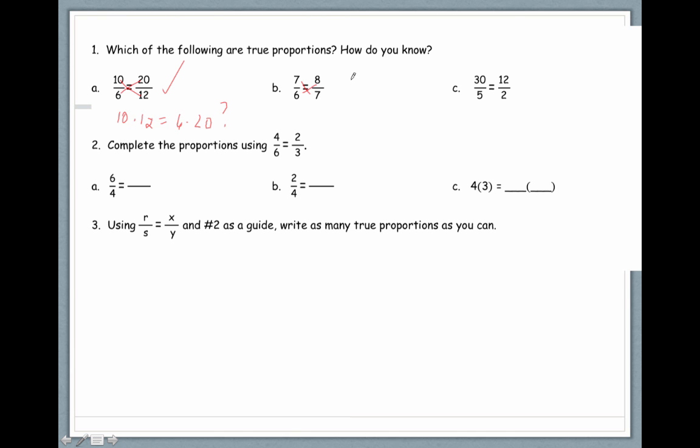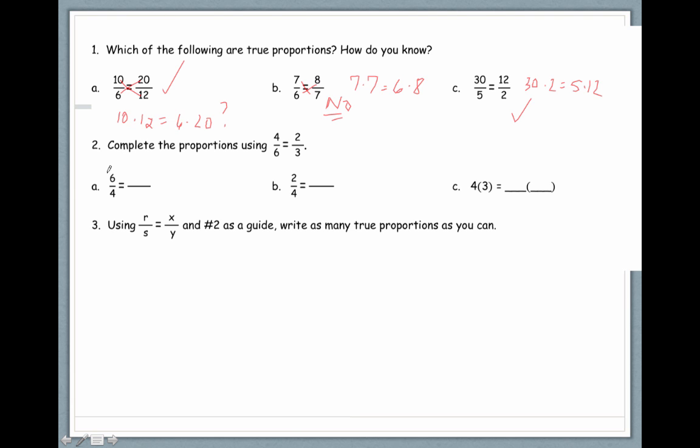To check this one, is 7 times 7 equal to 6 times 8? 49, 48, so no. Is 30 times 2 equal to 5 times 12? 60, 60, yes.